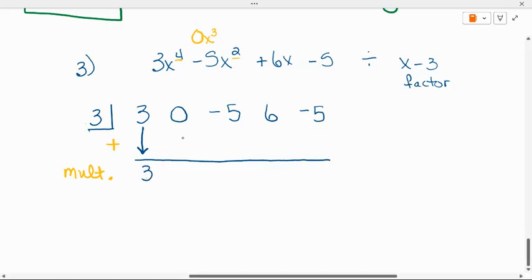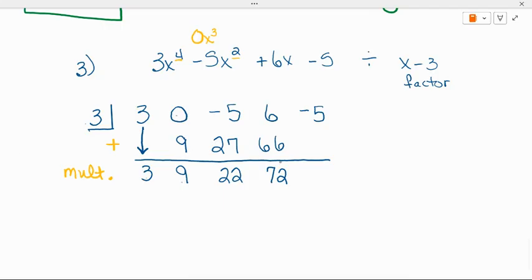So 3 times 3 is 9. 0 plus 9 is 9. 3 times 9 is 27. Negative 5 plus 27 is 22. 3 times 22 is 66. 6 plus 66 is 72. 3 times 72 is 216, right? Negative 5 plus 216 is 211.